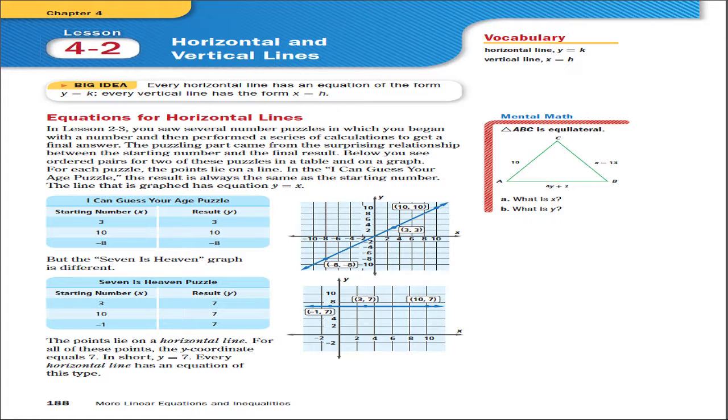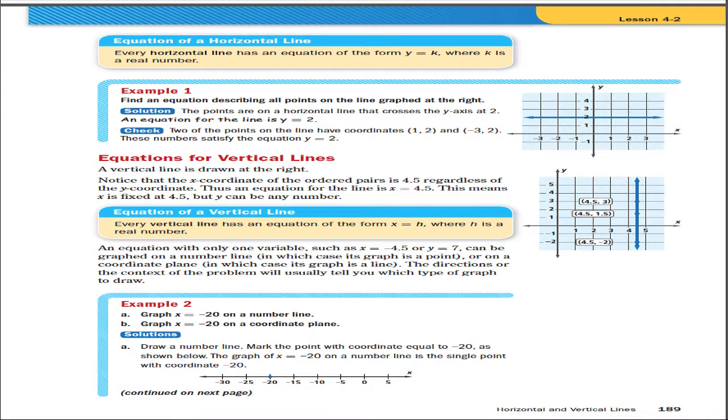There's a couple of vocabulary terms that you should know about, followed by the equation for a horizontal line, which says every horizontal line has an equation of the form y equals k, where k is a real number. So k is some known number, in which case y is always that value.